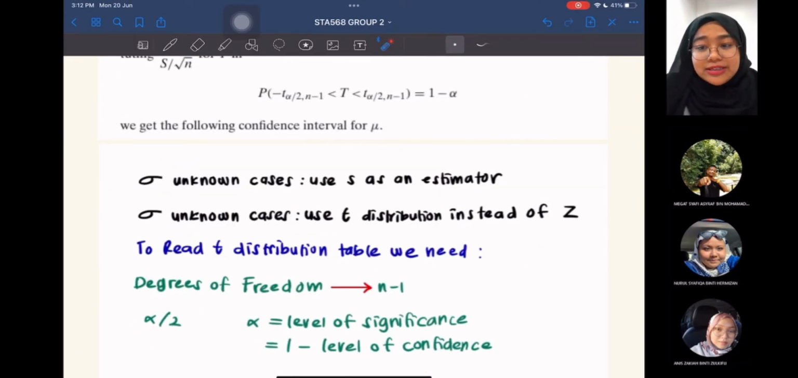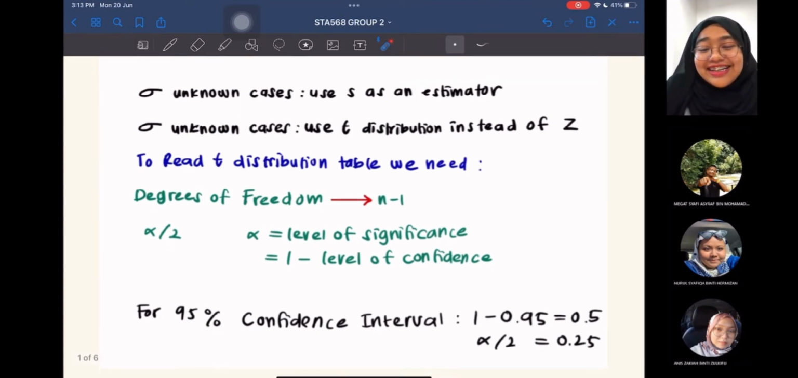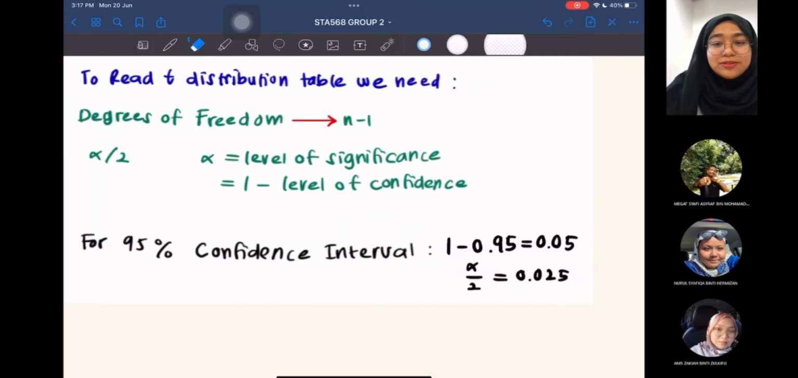In the sigma unknown case, we use S, the sample standard deviation, to estimate sigma. We also use the probability distribution t instead of the z distribution. This t distribution accounts for the smaller sample size used to estimate the population standard deviation. The area under the t distribution looks very similar to the z distribution. To read the t distribution table, we need two things, which are the degrees of freedom and the upper tail area under the curve, which is alpha divided by 2.